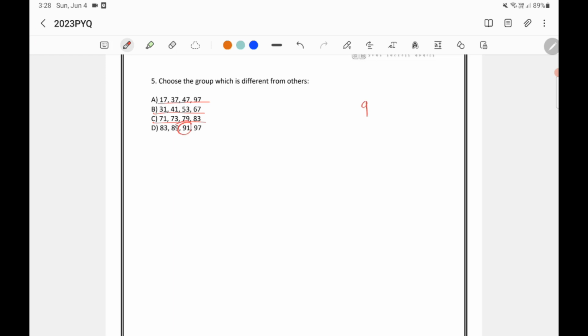If you divide 91 by 7, you will get 13. 13 into 7 is actually 91, so 91 is not a prime number. Identifying that is actually difficult, and only if you know at least some of the prime numbers can you come to this conclusion. But if you can identify that 91 is not a prime number, then you can say that option D is the right answer, because all other numbers are prime numbers here.